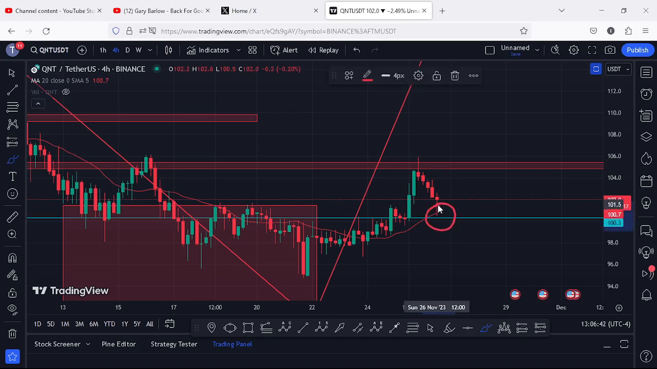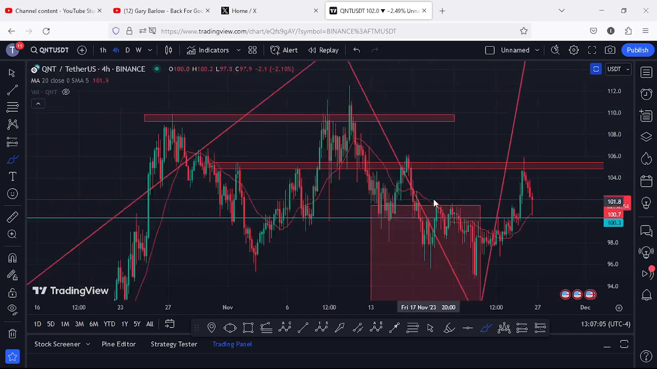As long as we continue holding above it, we can easily see another bounce to the upper side to our next key area of resistance at around the $105 mark, and a break above that with a successful retest. Then we can easily see QNT get above the $110.1 mark in the next coming hours.